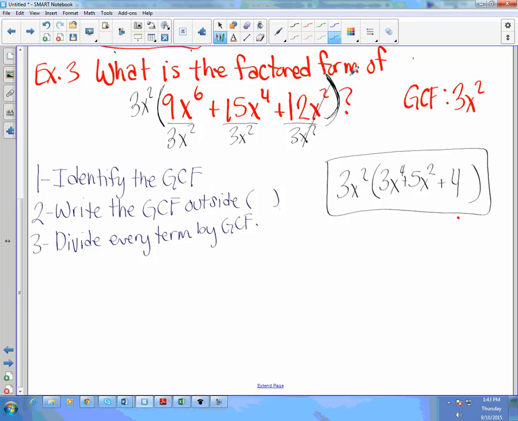If I took this 3x squared and distributed it back inside like we did in number 1, we would get the original problem. So we haven't changed it, we just manipulated it into a different form. It still has the same value though. Does that make sense? Okay. All done? Okay, good.